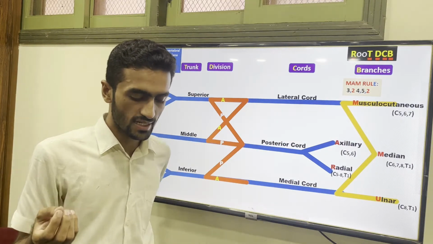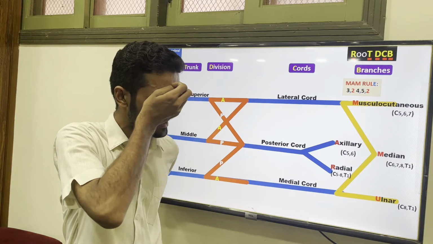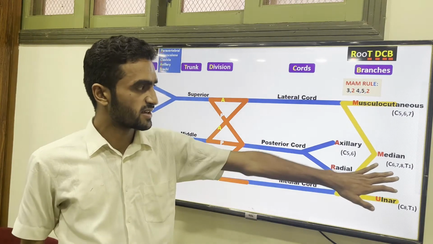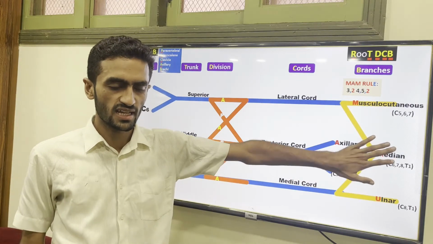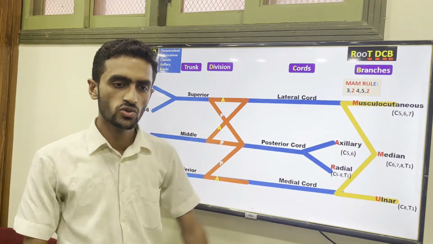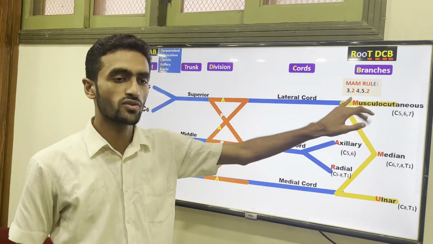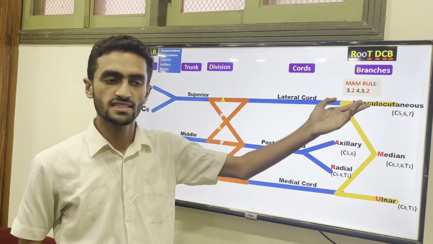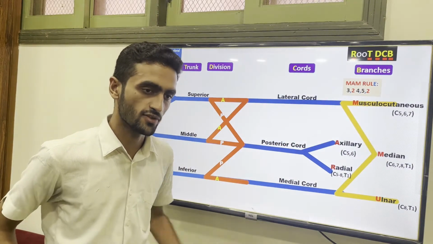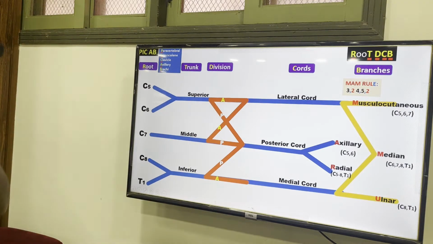Another question: I have studied a couple of books. Some books mention the root value of the median and the radial, all nerves. Here it is also mentioned 5. So you follow your own textbook, which is the reference book actually. Then you follow 3 to 5, 5, 2. Okay, so otherwise it's okay. 3 to 4, 5, 2. Easier. Now come to the other segment.